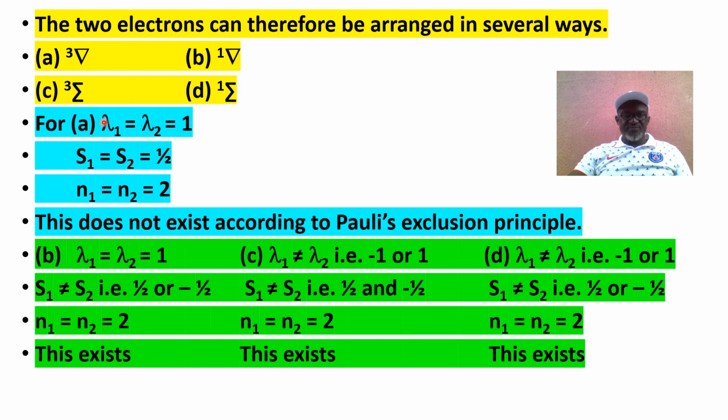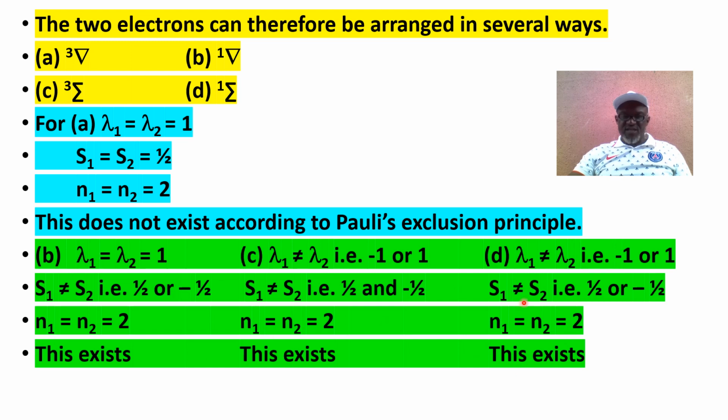Now for A, this is 1, this is equal to half, this is equal to half. All these are the same, therefore it does not exist. So this first option will not exist. This is equal to 1, but not the same, half and minus half, so this exists. This is not the same, so this exists. This is not the same, this is not the same, so this exists. Now we have 3 that are existing.